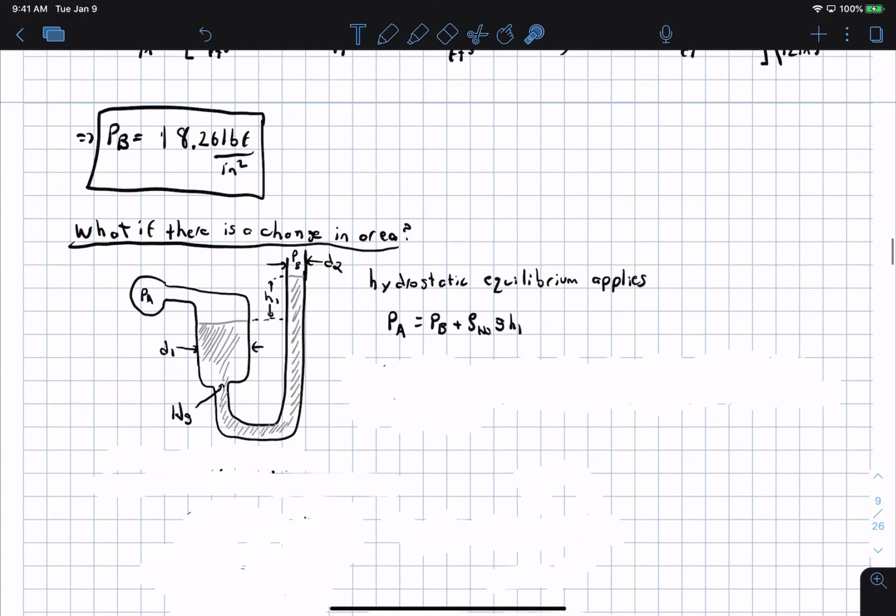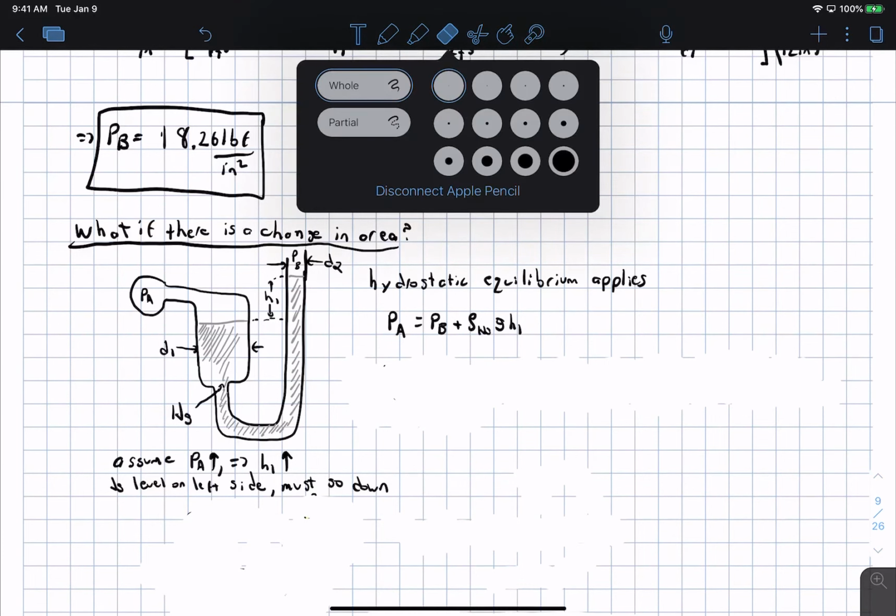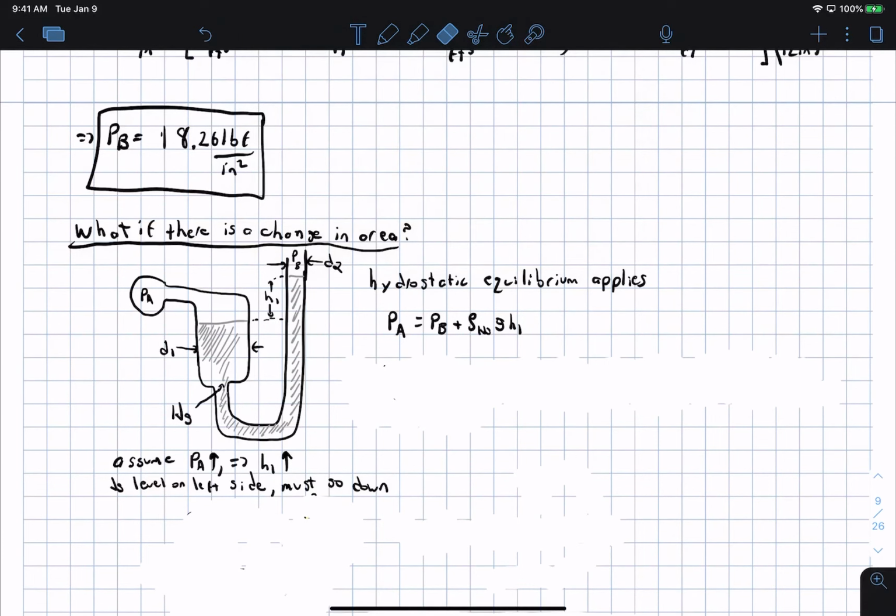And of course, we're going to assume that PA is basically higher than PB, which means that H1, the height of the mercury here, will be higher than it is over here.